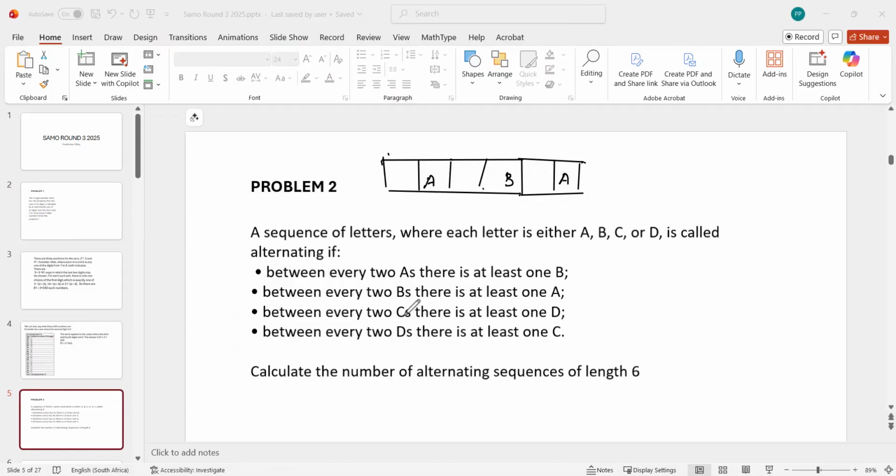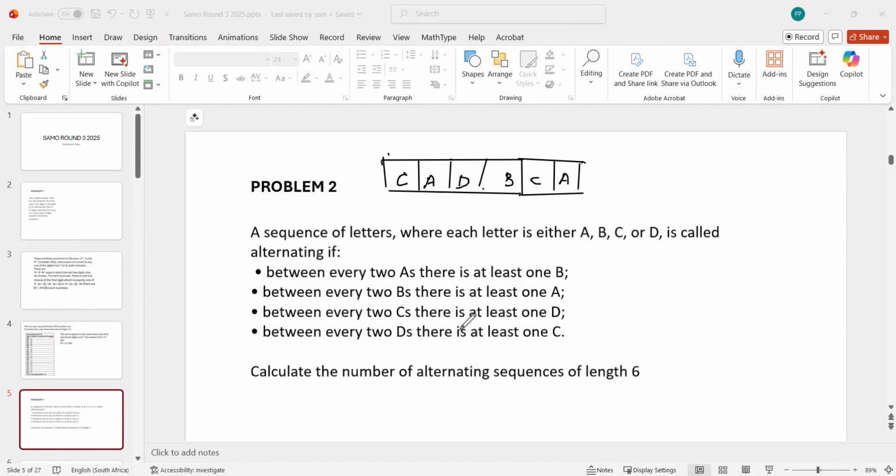All right. And between any two C's, there is at least one D. You can't put the two C's here. So you can't put the two C's here. The only way you could put the two C's is here, and you have to put a D there. So this is an example. And between two D's, there is at least one C.